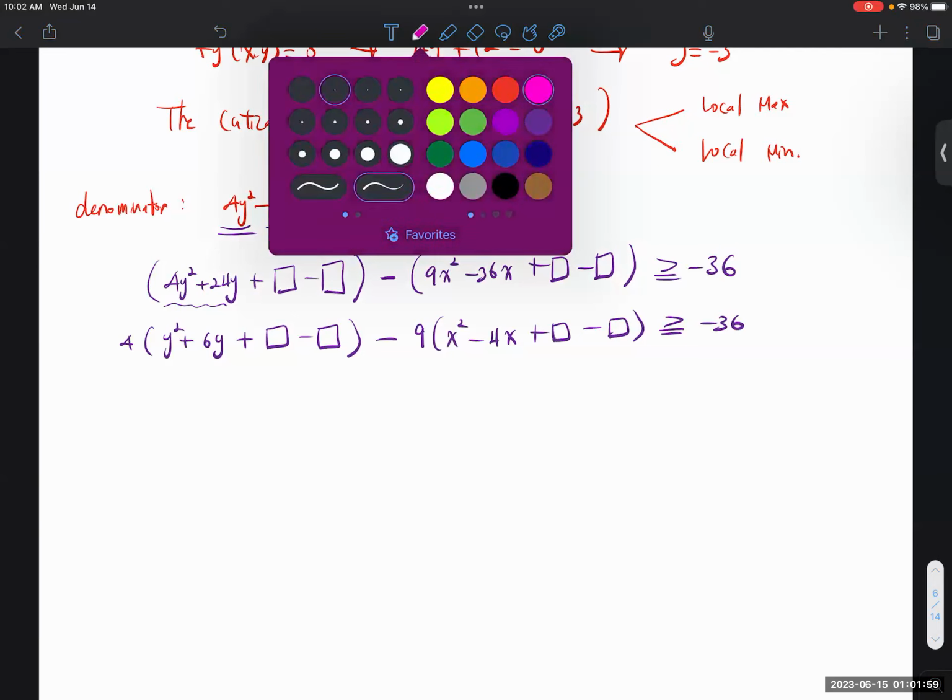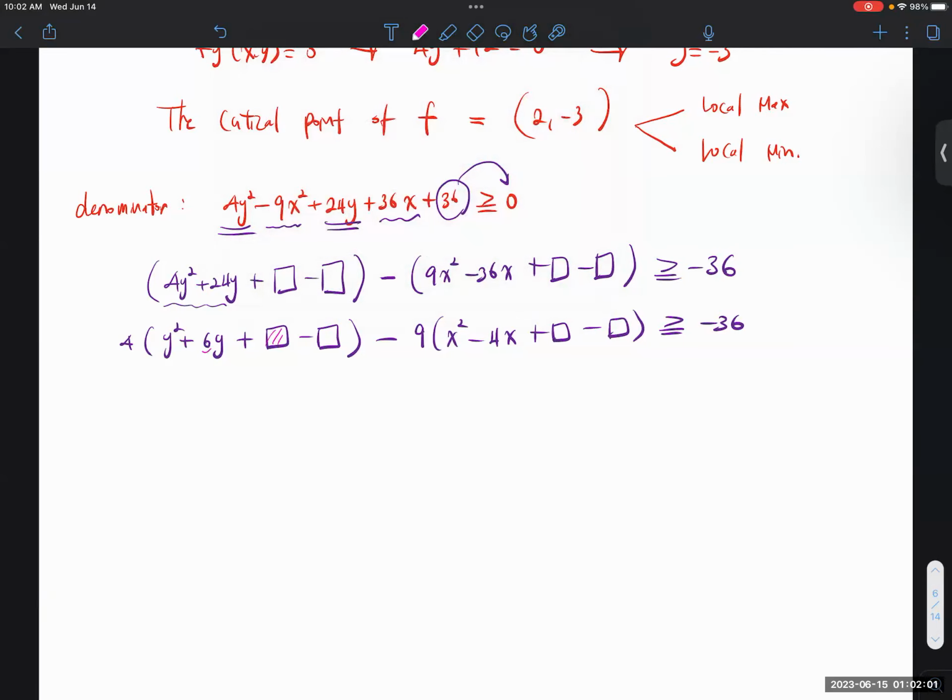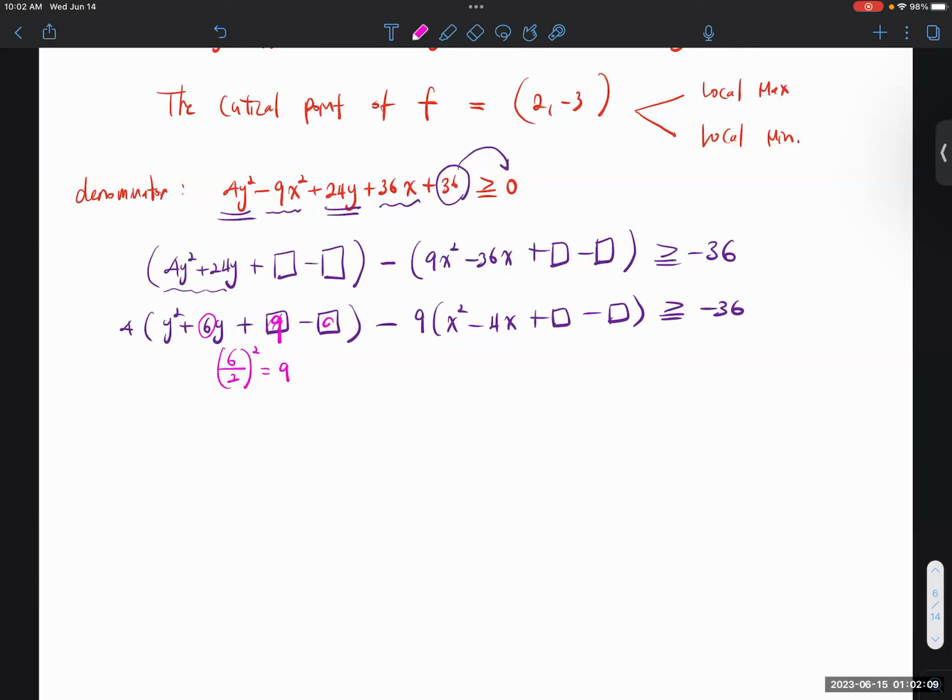Do you remember how to find out this box? You're going to divide by the coefficient of y², so that is going to be 9. So you're adding 9 and 9, plus minus there. Here, -4 divided by 2 squared, so it's going to be 4 and 4. So what does it mean? Those are 3 terms, and you can find out the binomial factor.